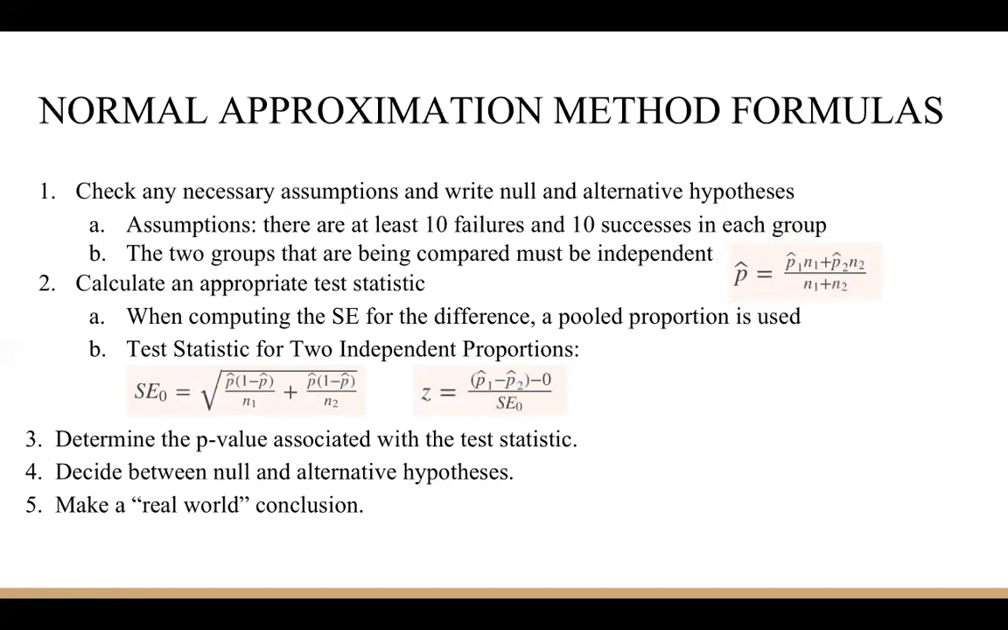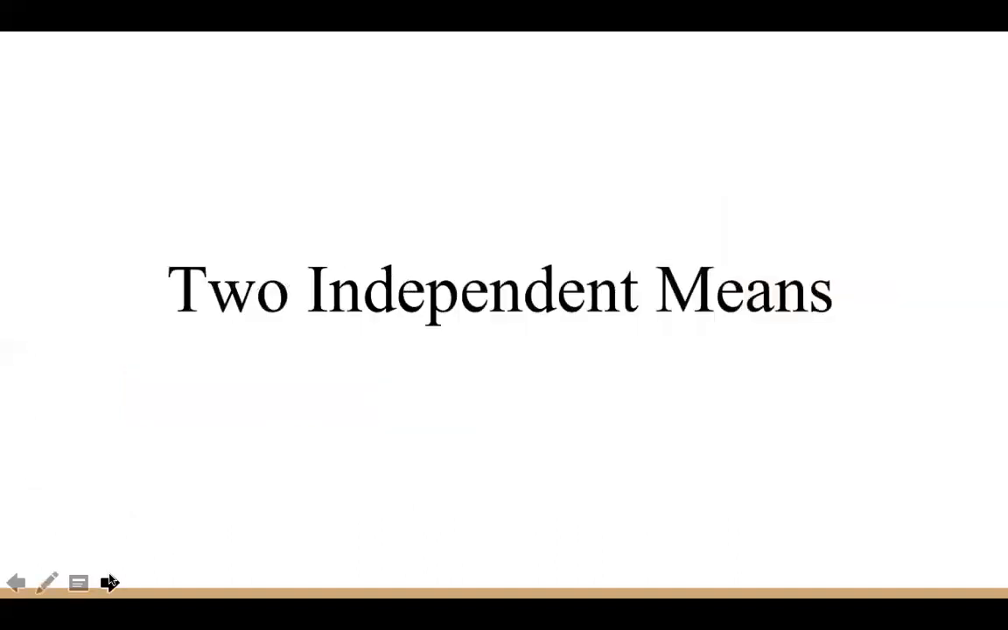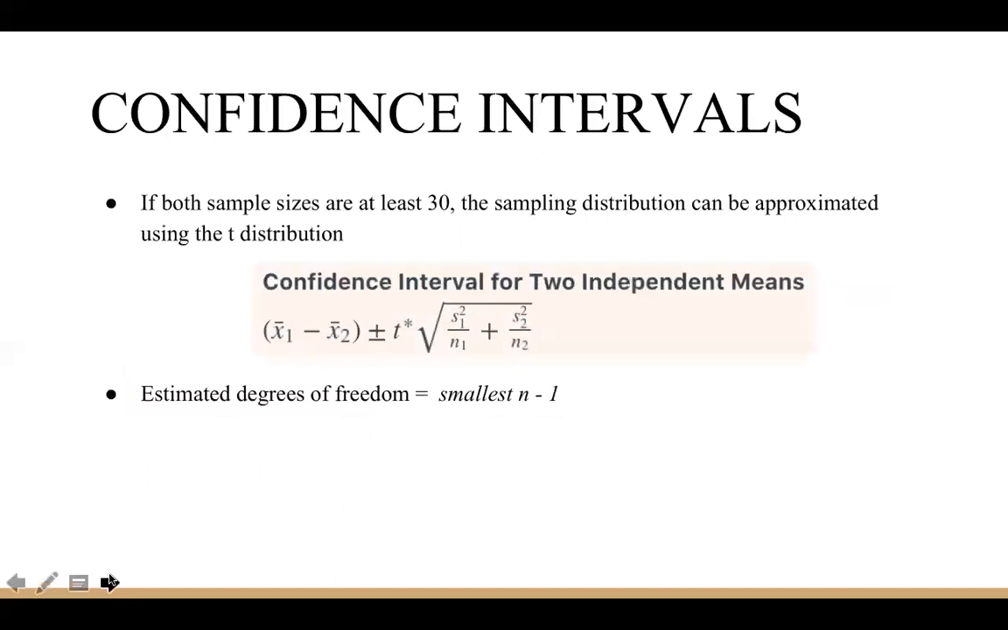And then once you get that, you can use the pooled proportion to calculate the standard error. And then once you get the standard error, you can calculate your test statistic. So once you get the test statistic, of course, you determine the p-value, and then you decide between the 2 hypotheses and then make a real-world conclusion. So that was independent proportions. Now we're going to go into 2 independent means.